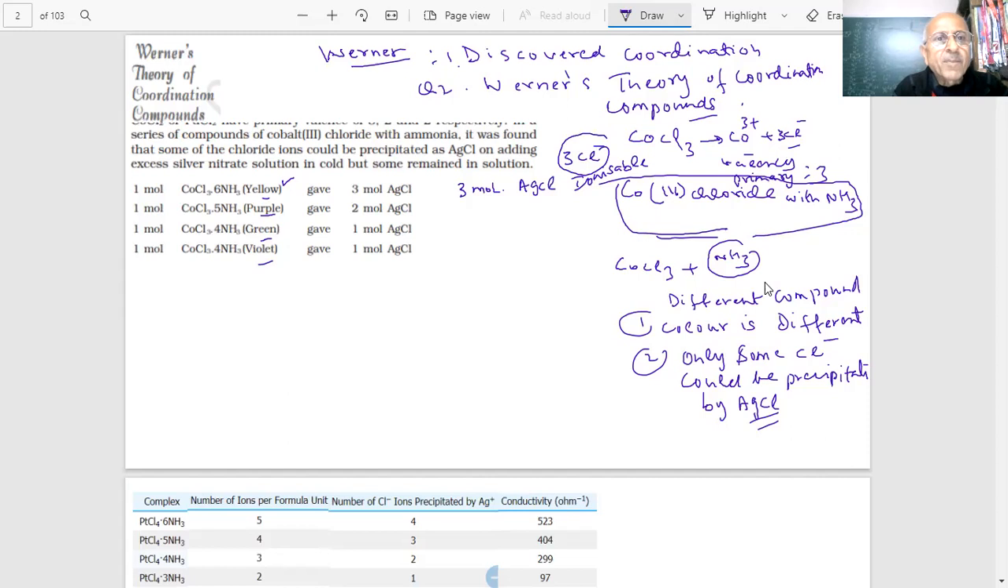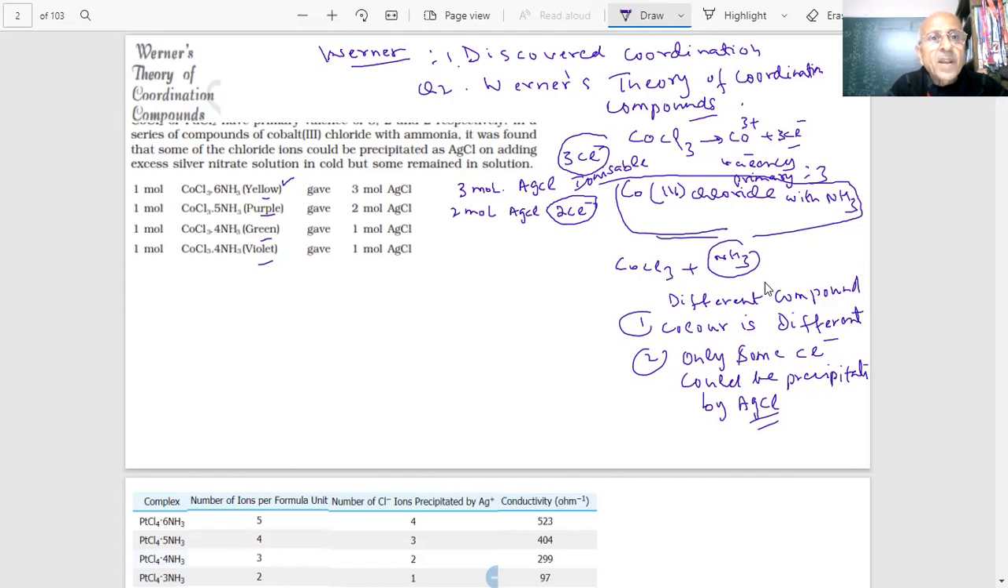Another compound was CoCl3·5NH3. Werner was doing all this experiment, and he found it was giving 2 moles of AgCl. What does it mean? That there are 2 ionizable Cl-. Actually you have 3, but ionizable only 2. What does it show? That at least 1 Cl is still attached to the cobalt. That which is not ionized is still bonded to the cobalt. If it is not bonded to cobalt, then it will be ionized and give the test of chloride ion, or it will be precipitated by silver nitrate. One of the Cl is not precipitated here, and the color is different, purple.